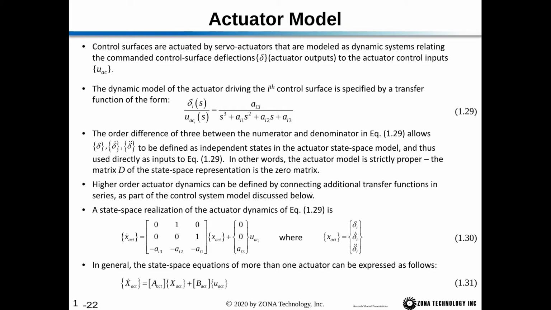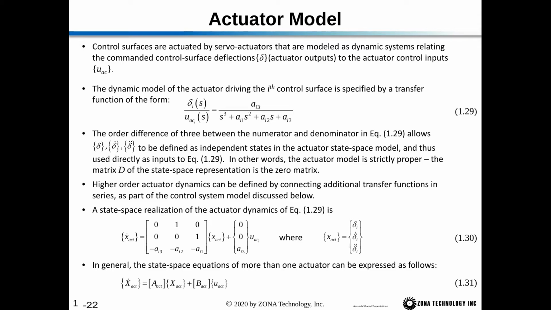Now, the order difference between the numerator and denominator in equation 1.29 is 3, which allows us to define delta, delta dot, and delta double dot as independent states in the actuator state space model, and thus they can be used directly as inputs into equation 1.29. In other words, the actuator model is strictly proper. The matrix D of the state space representation of that transfer function 1.29 is a zero matrix.